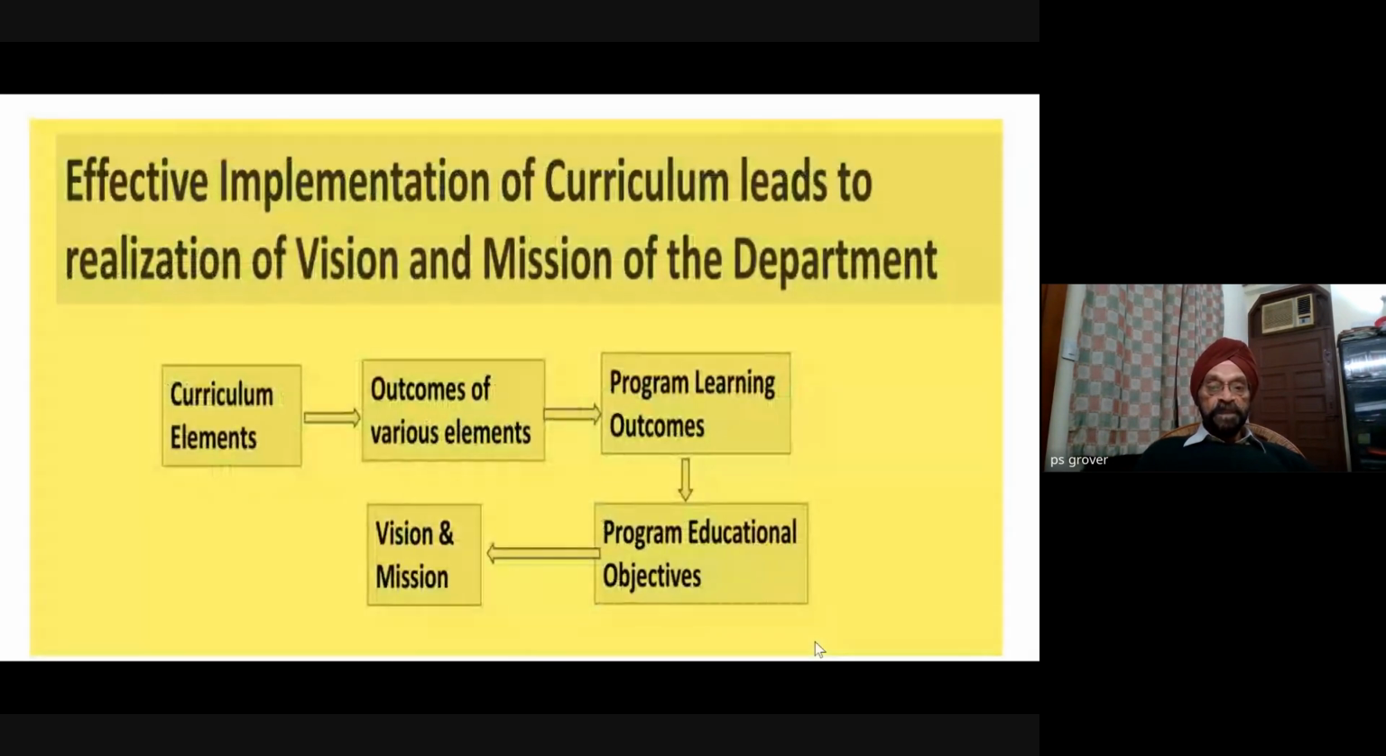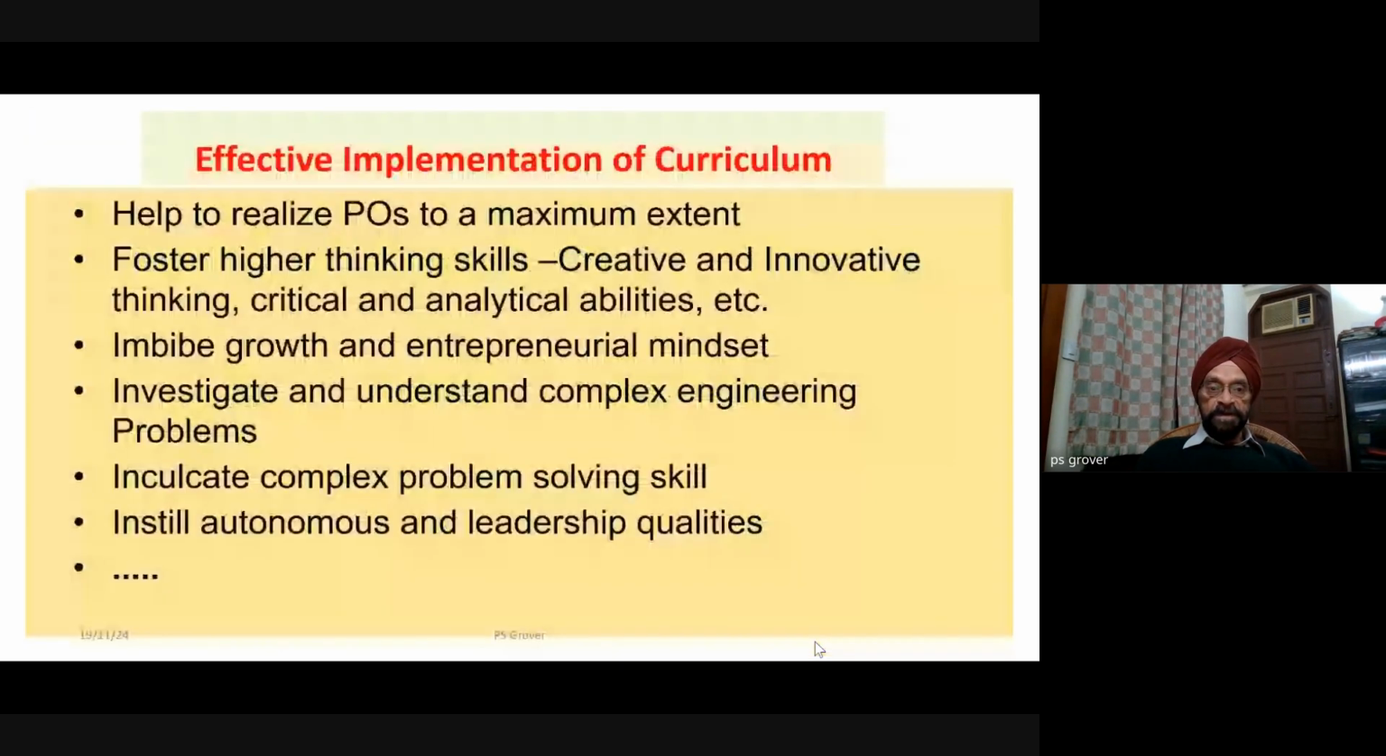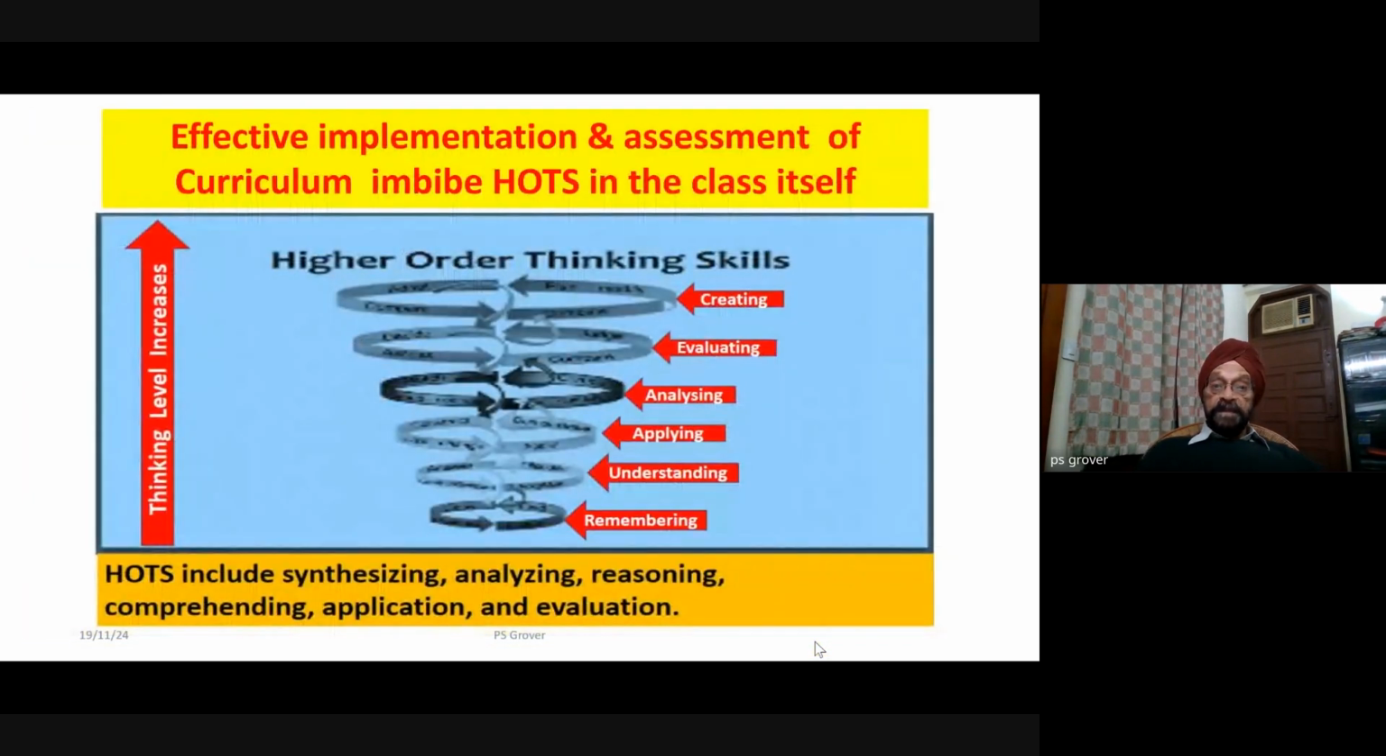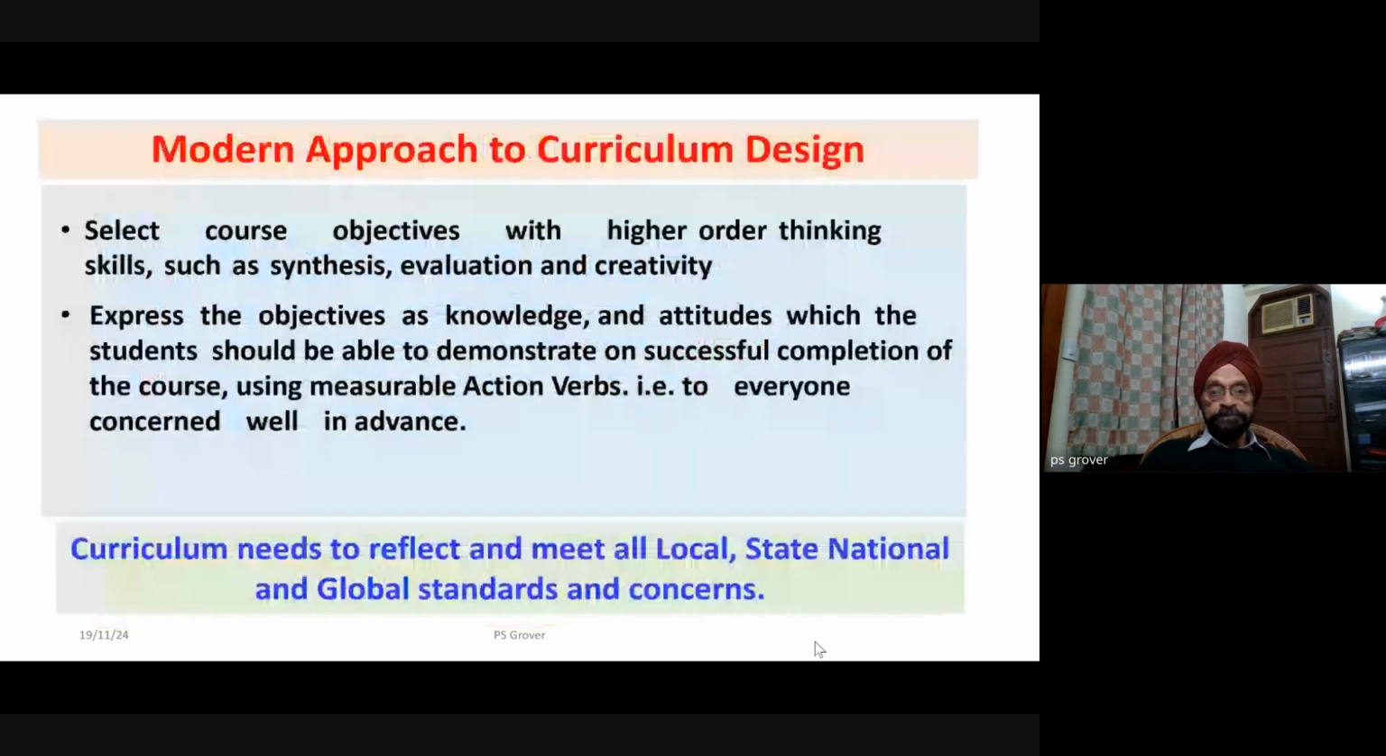What we prepare meets the standard we have specified. So we say effective implementation of curriculum leads to realizing the vision and mission statement, which I mentioned earlier. And then effective assessment of curriculum by the higher order thinking skills in the class and a value-based system, which I mentioned, that is our focus, and so on.